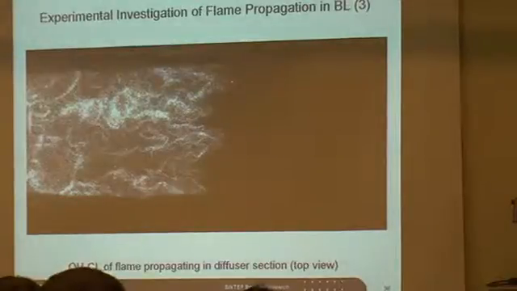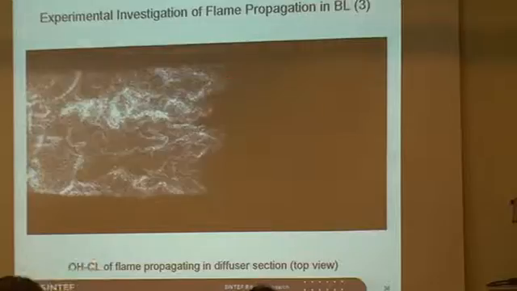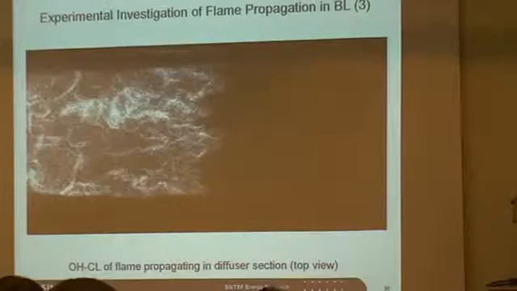This is OH chemiluminescence, and perhaps not from this picture, but we have observed quite clear spikes in the direction of flame propagation that could be related to the streamwise vortices. We are not sure yet. We don't have enough resolution or enough statistics to do this, but that's what we are planning to do.